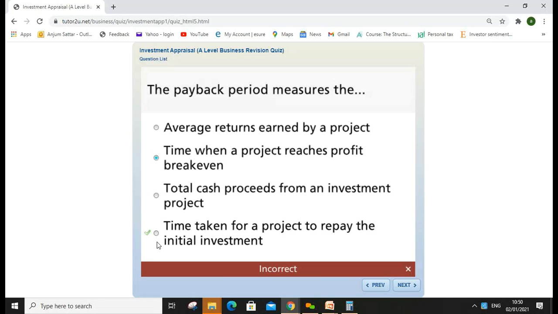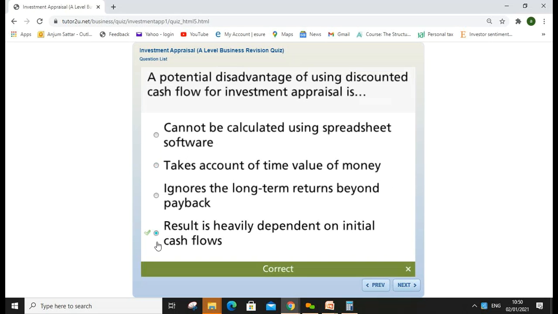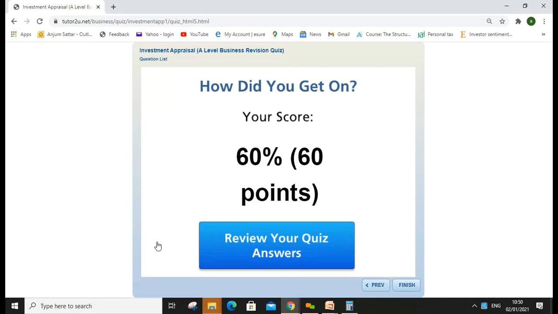Payback period takes the time taken for the project to repay the initial investment only. The break even is a point where there is no profit, no loss. But here we're looking at what you invest, what you get. Okay, so that's all, well done.